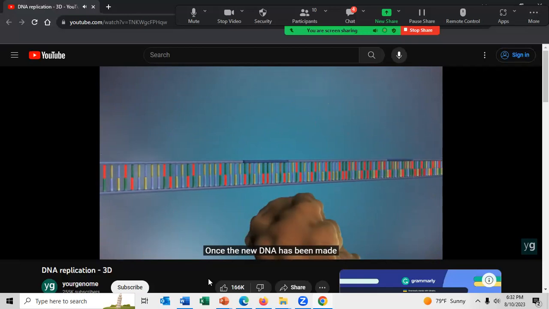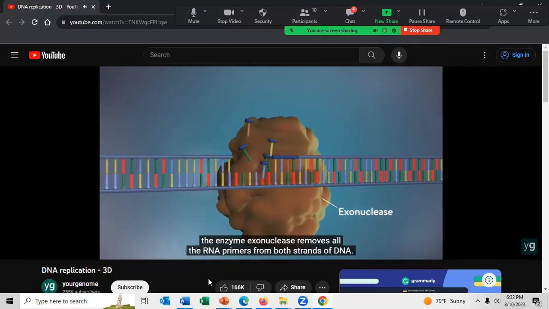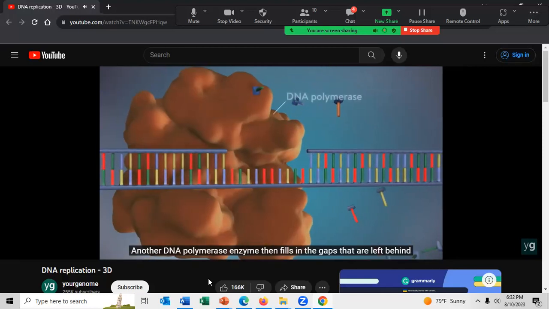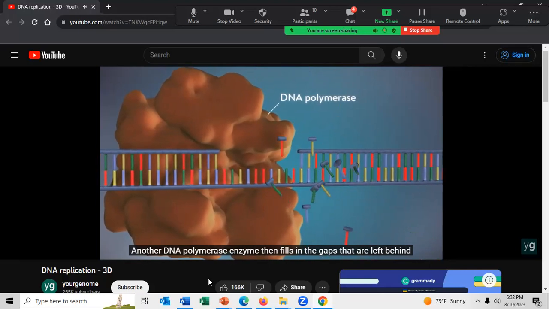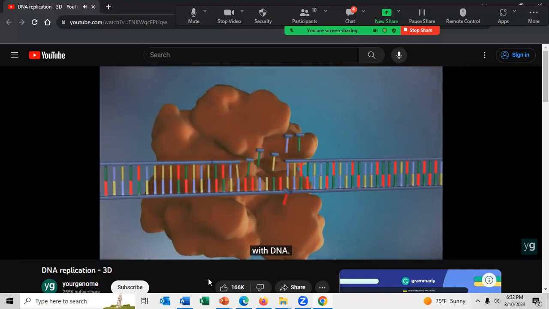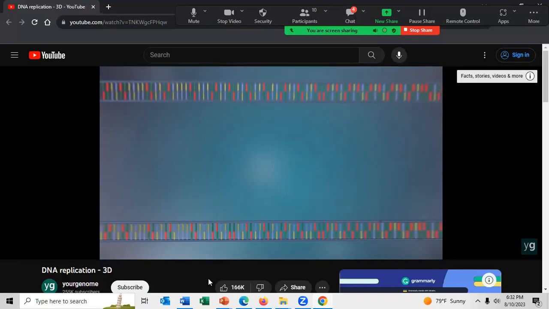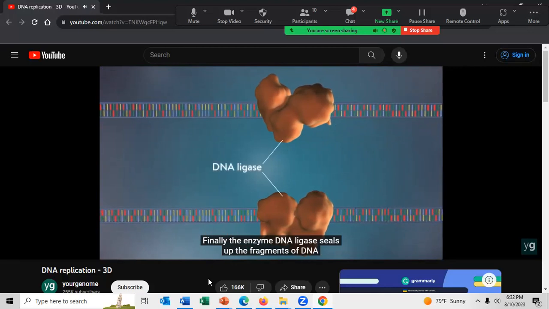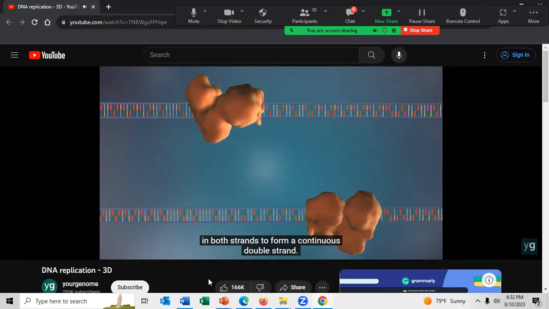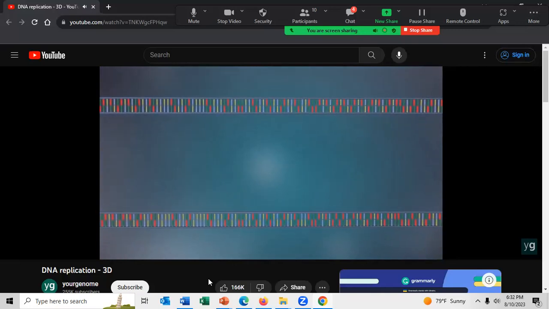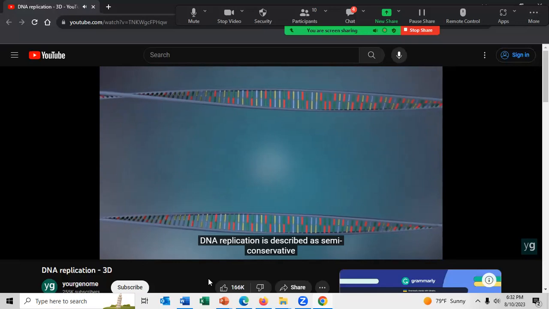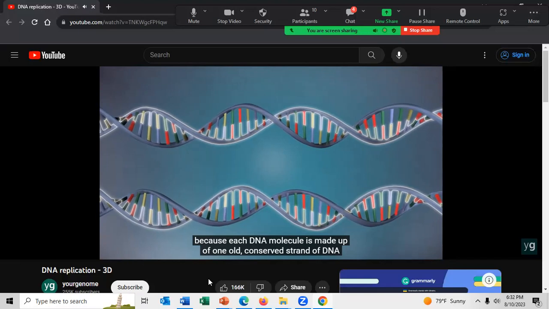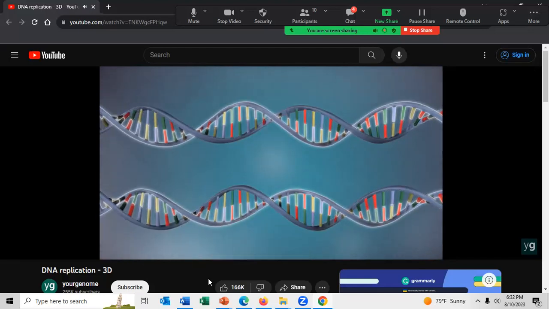Once the new DNA has been made, the enzyme exonuclease removes all the RNA primers from both strands of DNA. Another DNA polymerase enzyme then fills in the gaps that are left behind with DNA. Finally, the enzyme DNA ligase seals up the fragments of DNA in both strands to form a continuous double strand. DNA replication is described as semi-conservative because each DNA molecule is made up of one old, conserved strand of DNA and one new one.